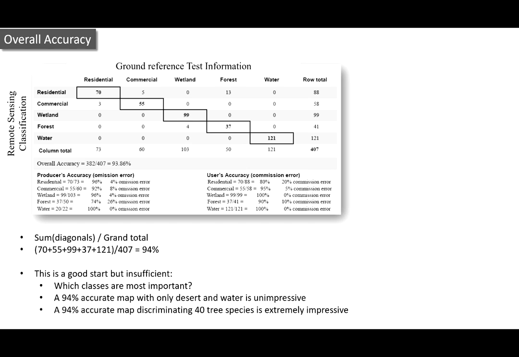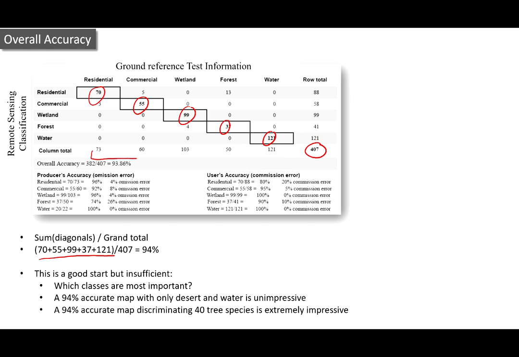So let's look at overall accuracy first, because this is the easiest one and the first thing that most people report. I said the correctly classified pixels are all in the diagonal. So basically the overall accuracy is just the sum of the correctly classified pixels over the total number of reference pixels. So you're just summing everything along the diagonal, and you're seeing that right here. So the sum of the diagonals divided by the grand total.